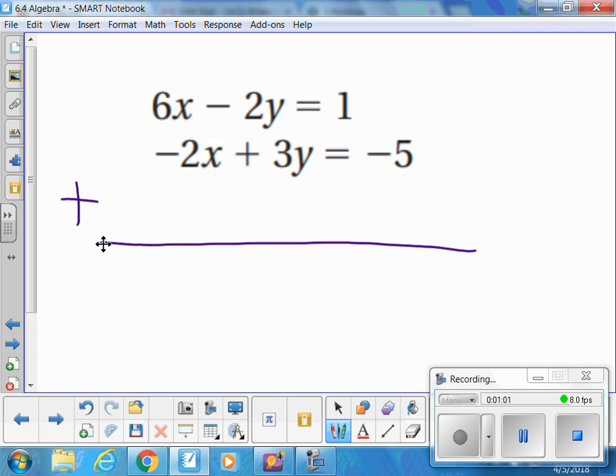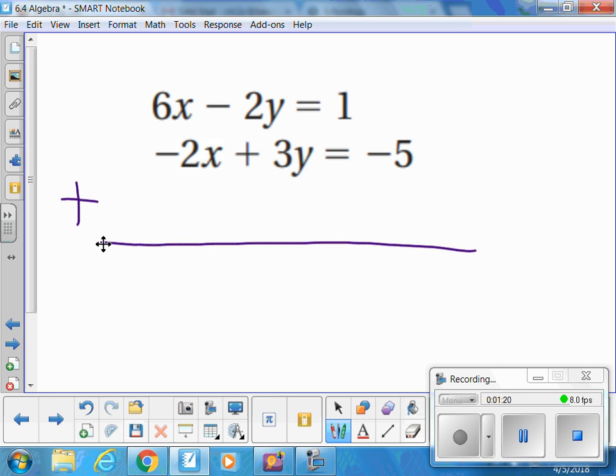You want to look at the smaller one of the two. If I'm looking at the x's, I'm going to look at the smaller one. And I'm going to think, could I turn this into a negative 6x easily? Because a positive 6 and a negative 6 would add up to 0. So could I do that? By multiplication? Yeah, I could. I could turn my negative 2 into a negative 6 by multiplying by 3.